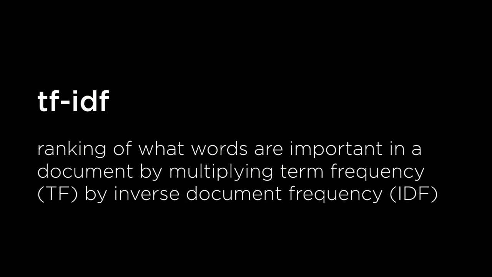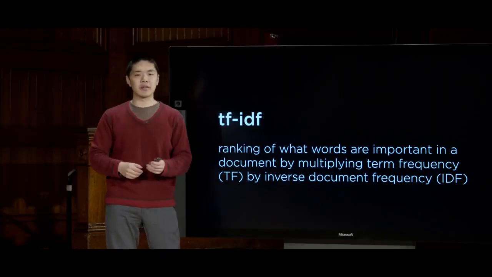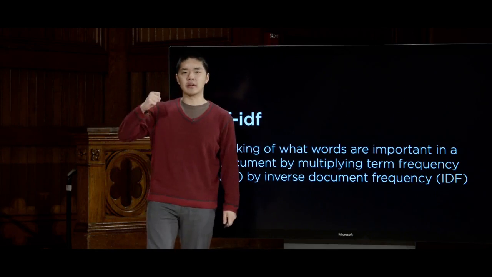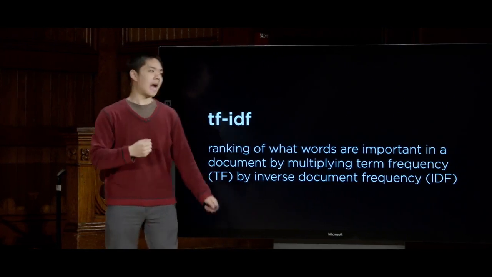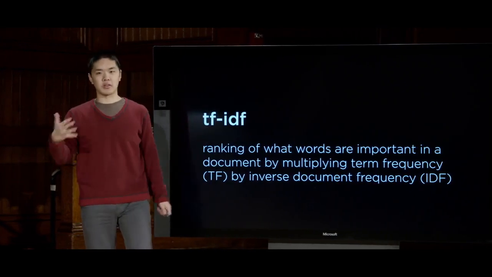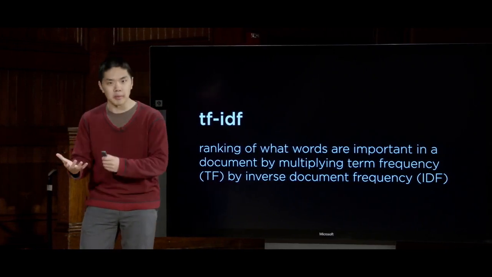Multiply term frequency, or TF, by inverse document frequency, or IDF. The idea here now is that how important a word is depends on two things. It depends on how often it shows up in the document, using the heuristic that if a word shows up more often, it's probably more important.